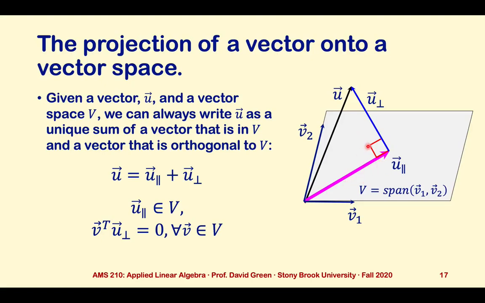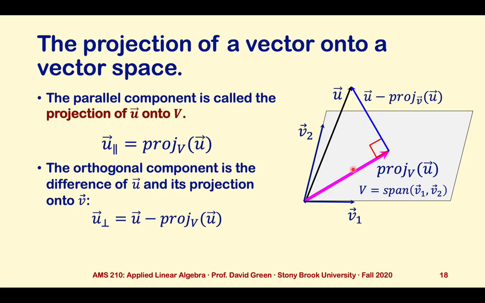We can characterize this in the same way. The parallel component has to be an element of the vector space V. It has to be part of V. That's what we mean to be in a vector space. And the dot product of V transpose and the orthogonal component has to be 0 for every vector in V, which is what it means to be orthogonal to a vector space.